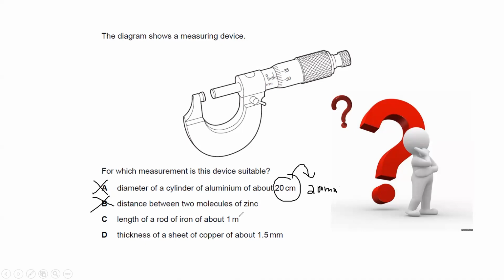Length of rod of iron, 1 meter. That's too long. How can I place 1 meter length of this iron rod between the jaws? So that's also not correct. But the thickness of sheet of copper, which is about 1.5 millimeters, so D is the right answer for this.